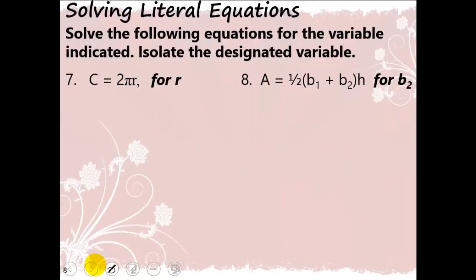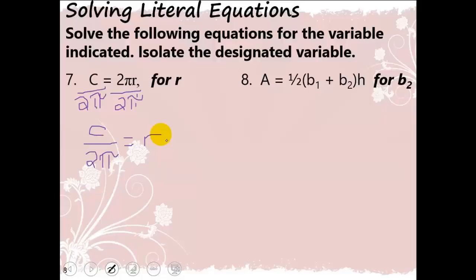Now we're going to solve literal equations. This is no different than what we just did. So we're going to treat everything that's not the letter that we're solving for as like a constant. We're just going to undo it. We want to get r all by itself. So if I want to get r all by itself on 2 pi r, c equals 2 pi r, well, I just have to divide both sides by 2 pi, right? So c divided by 2 pi is equal to r, right?